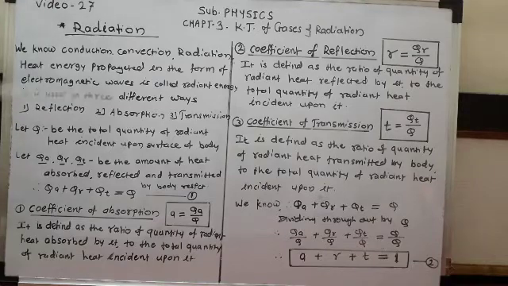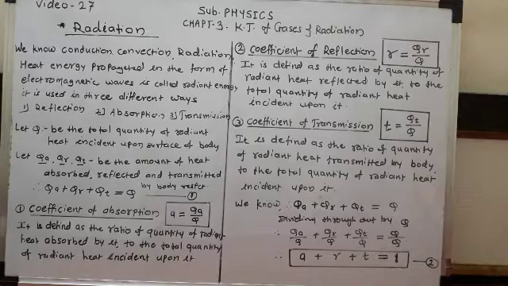And the third one is radiation, which we have to see here. Radiation is the process in which heat energy flows from a higher temperature to a lower temperature in the form of electromagnetic waves. This is very important. It can travel in a vacuum and no material medium is necessary.